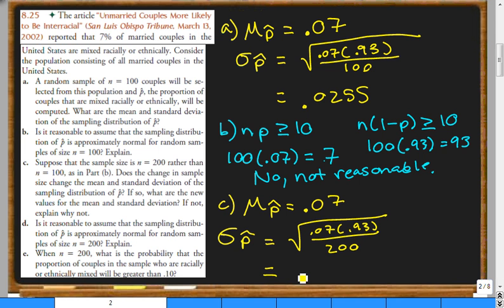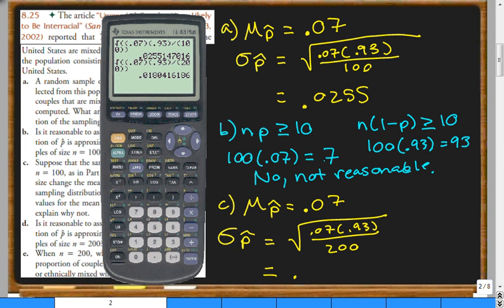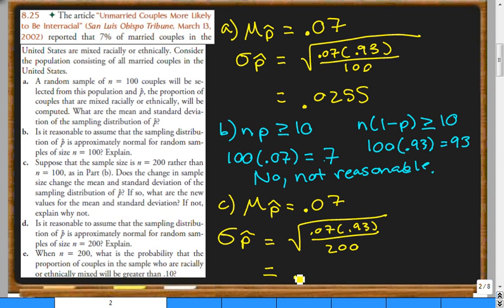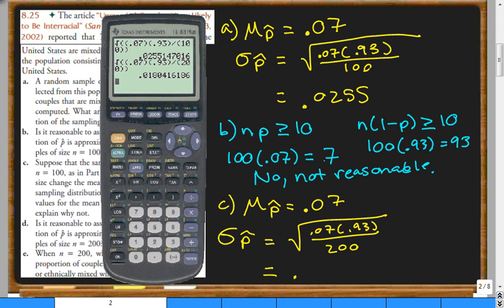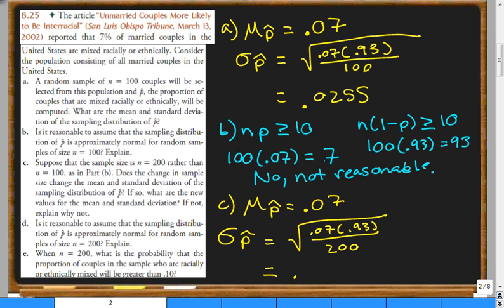And so this is going to be 0.0180. So that is our new standard deviation. It got smaller because our sample size was larger, and that's what we've learned so far. The larger our sample size, the closer our distribution is going to be towards the mean. So a smaller standard deviation is expected there.